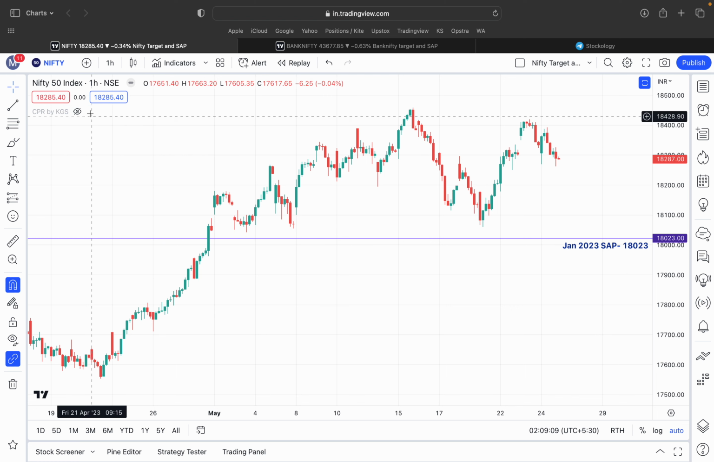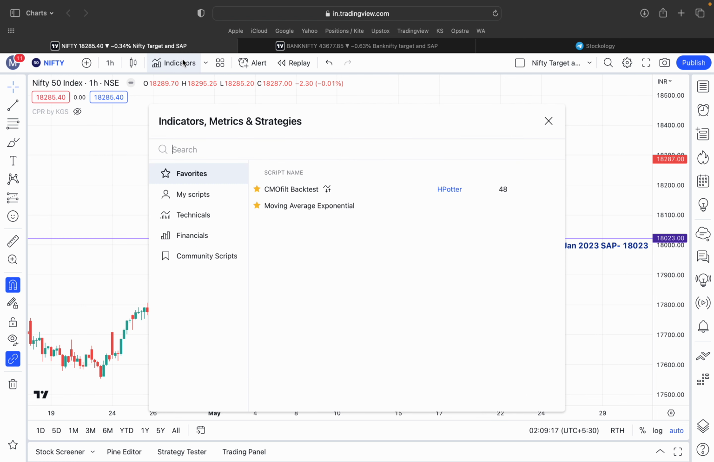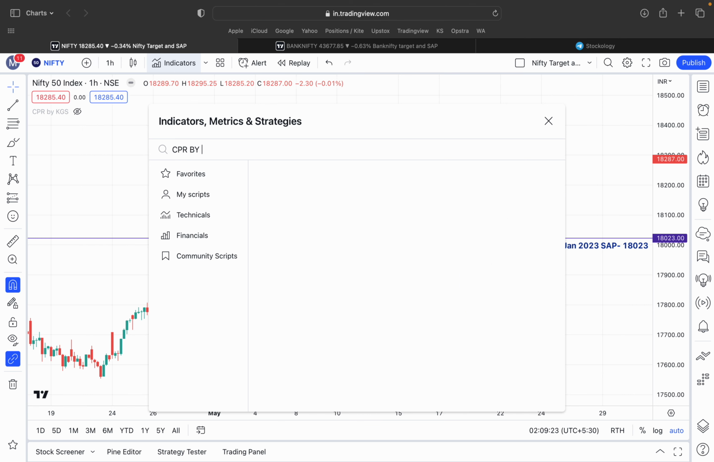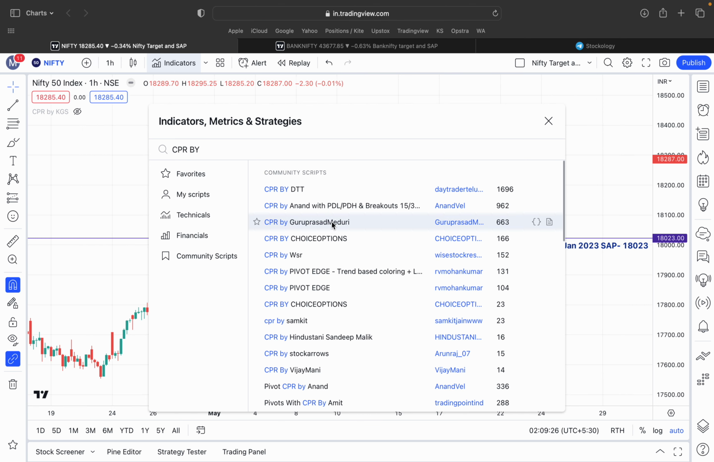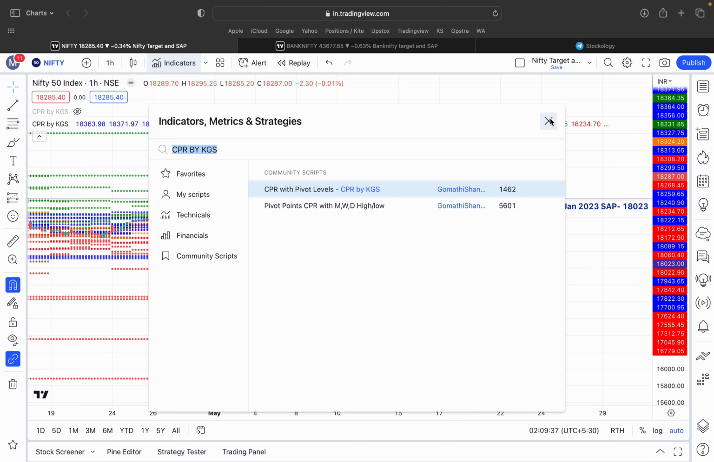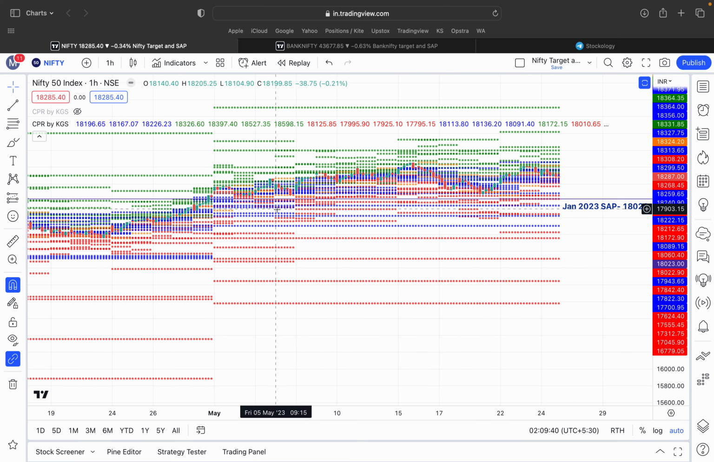First of all, let me thank the originator of this indicator. This is the indicator which is available on TradingView in the free version as well as in the pro version. You have to select this CPR by KGS, and this one is coded by Gomathi Shankarji. There is a great trader, Gomathi Shankarji. So CPR with pivot levels, CPR by KGS. This is the indicator that we have to select from the indicator box, and once you select this, you will get something like this. Don't panic, don't get confused. I'm going to discuss how to use this and how to make it simplified. So right now, let me just close it for now.